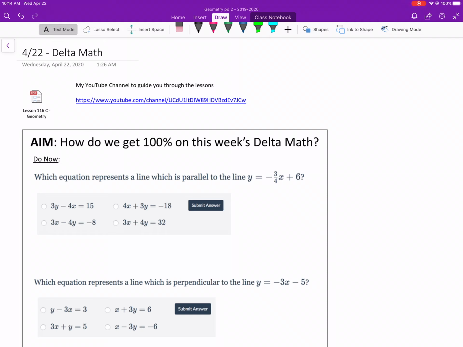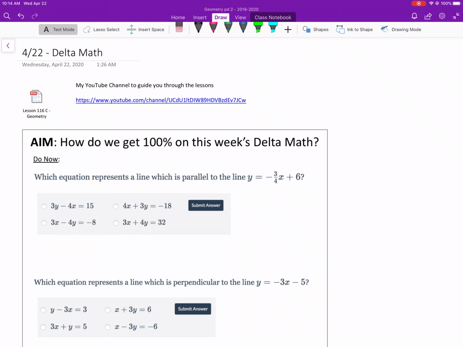As you can see, this lesson is all about, how do we get 100% on this week's Delta Math? Now, most of the topics are topics that we've had on Delta Math for months now, so those should be no problem. All the new topics, like all the distance learning topics, we're going to talk about, mainly dealing with Module 5 and circles.